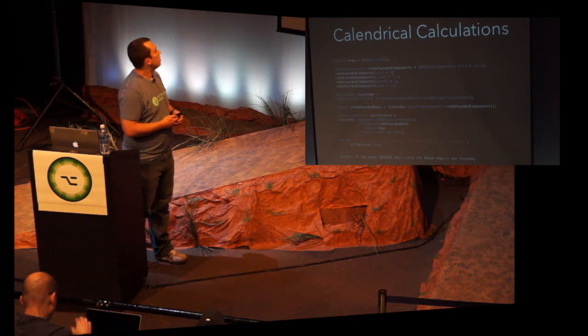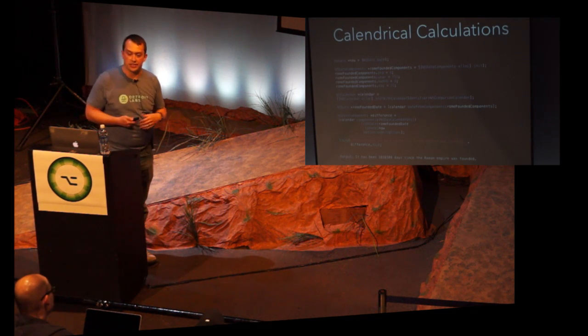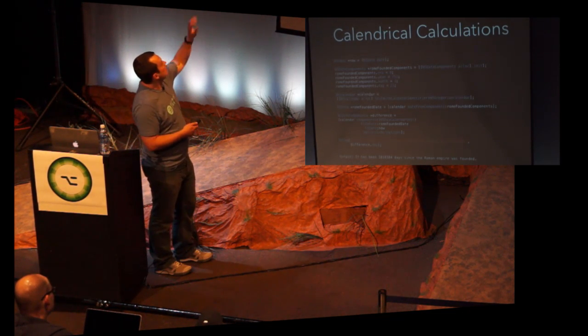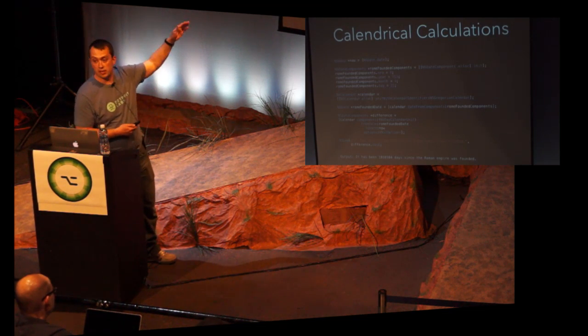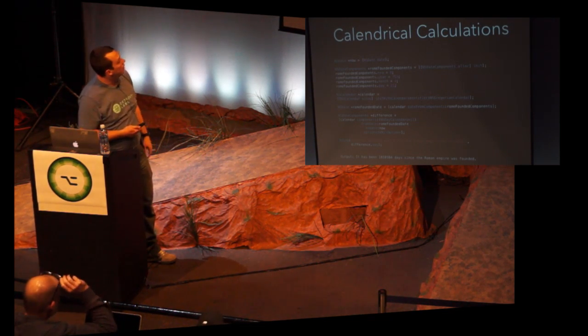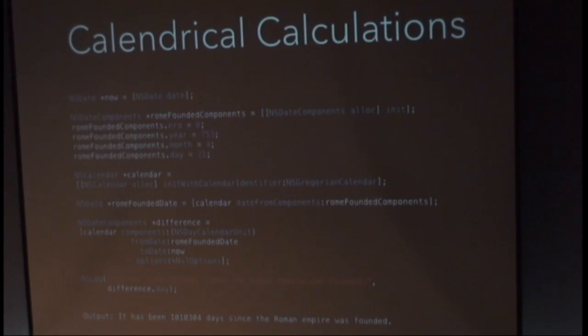Now, here's another example. I'm going to make a date, which is now. So if you call NSDate date, you just get the current date. And then I'm going to make a date components for when Rome was founded. So in this case, the era is 0, because it was BC. And the year is 753. It's April 21st. Right? So then I get an NSDate that represents when Rome was founded. And then I go and I get the difference. So I tell the calendar, give me the number of days, that's the components, from when Rome was founded to now.